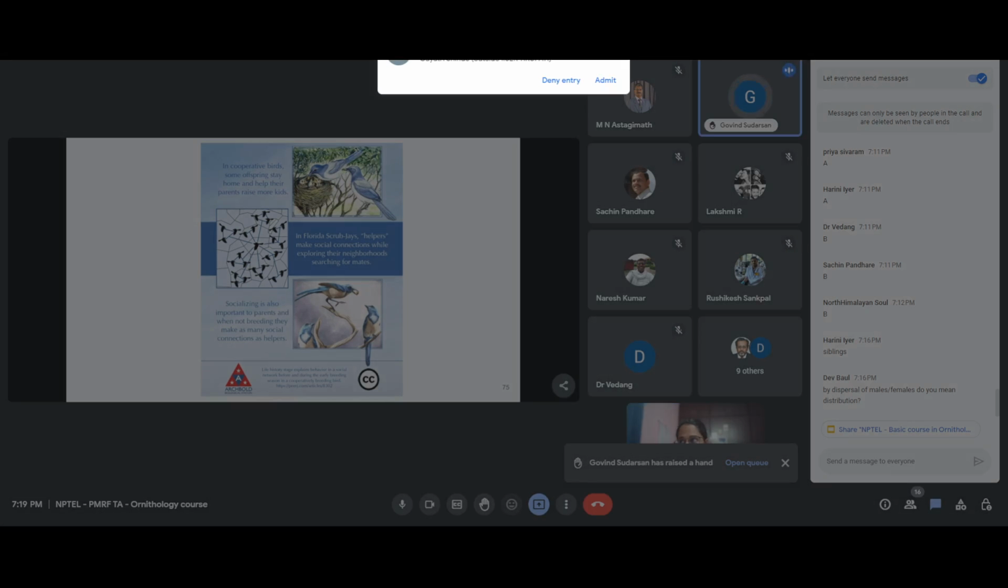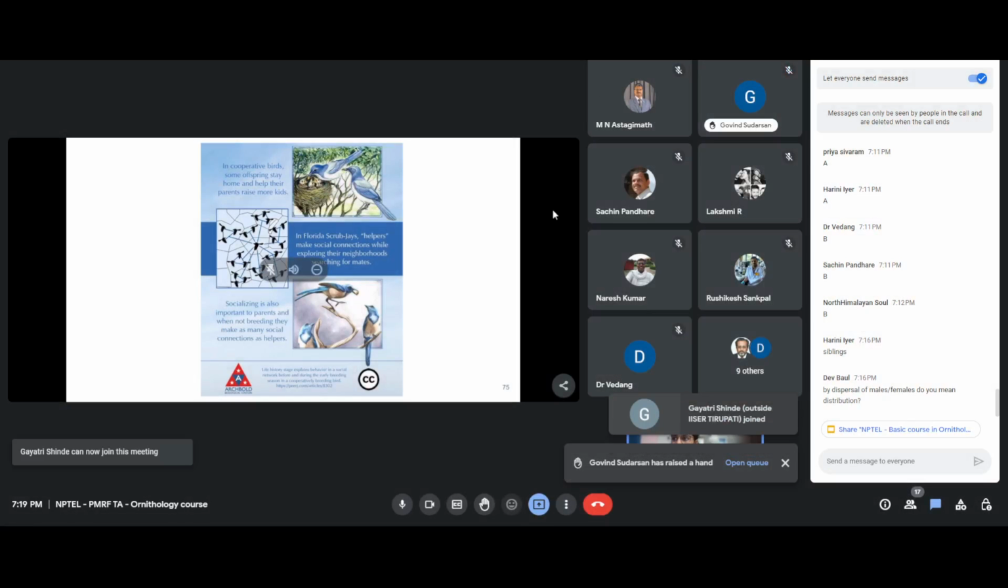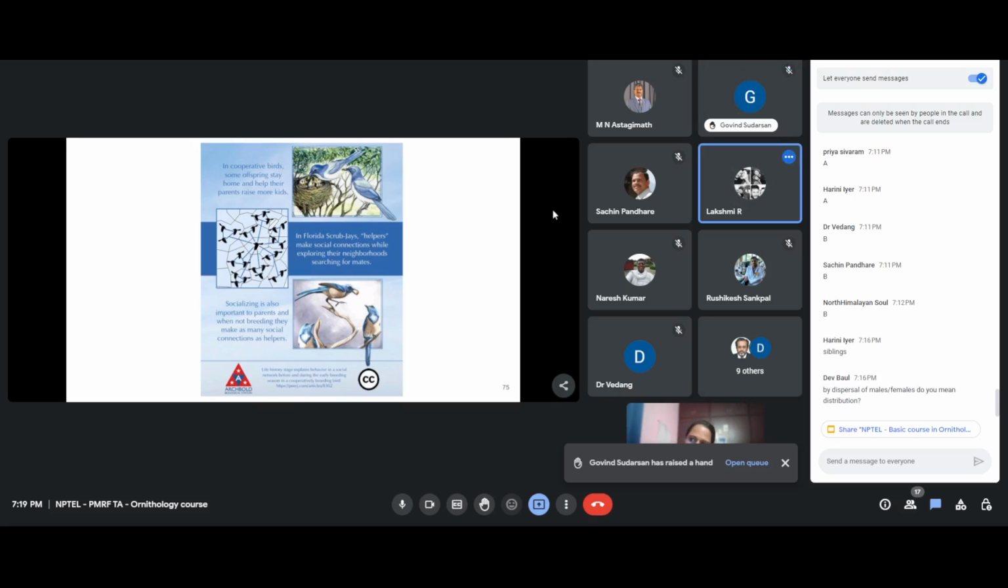Anyone can answer. Who is gaining experience, the helper or the breeding pair? The helpers, because they go on to become the next breeding pair. Breeders, right? Yeah, correct.